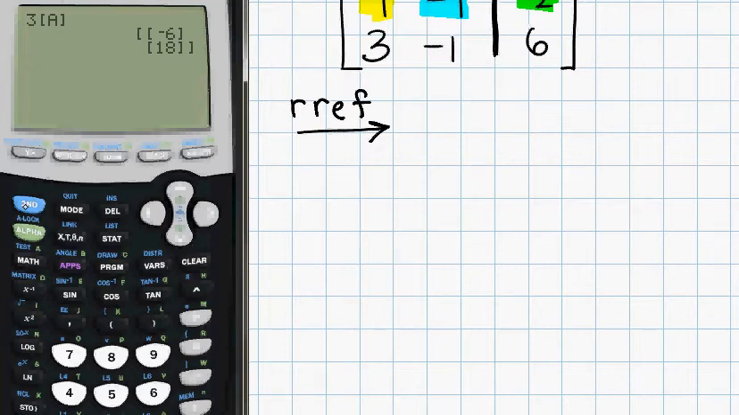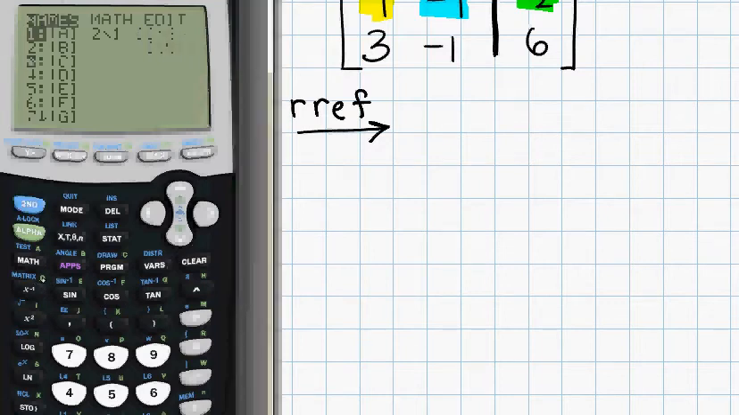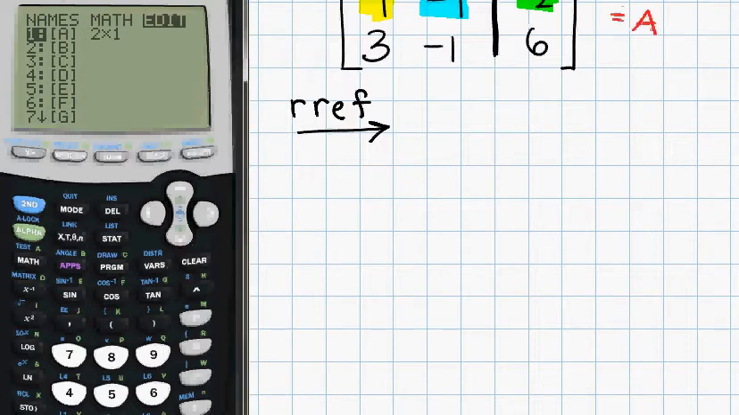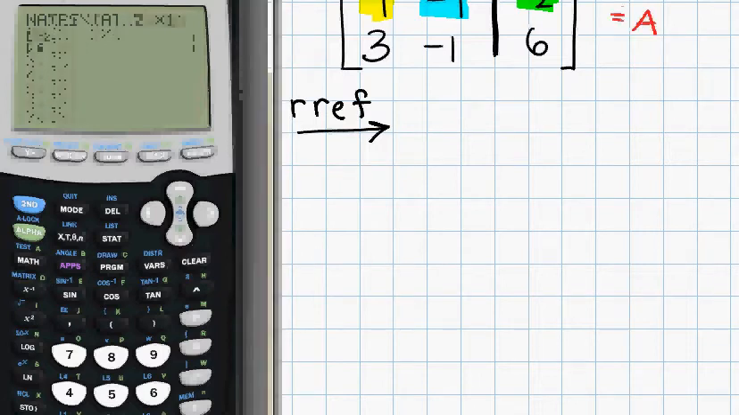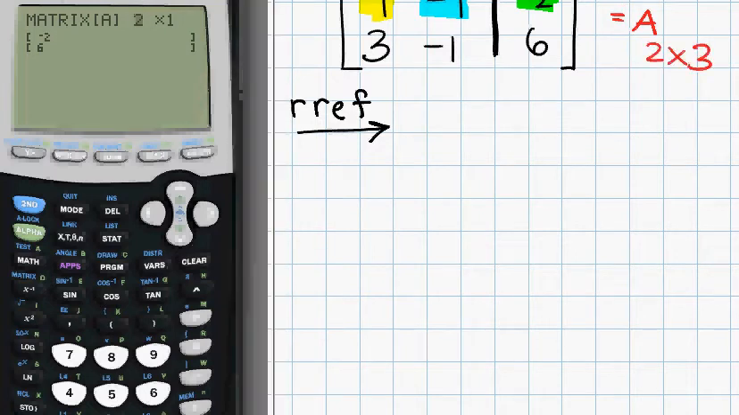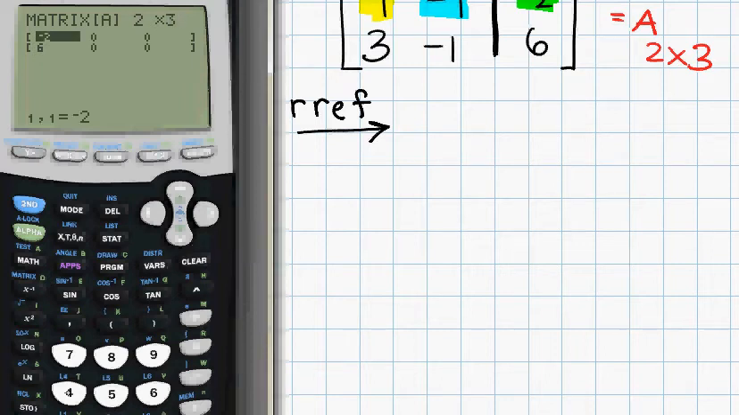So go back into matrix. We need to put our matrix into the calculator. So we're going to go over to edit. I'm just going to make this matrix A again. So matrix A is now a 2 by 3. And we're just going to type in all of our numbers. You can type on top of the old numbers. It doesn't hurt it at all.